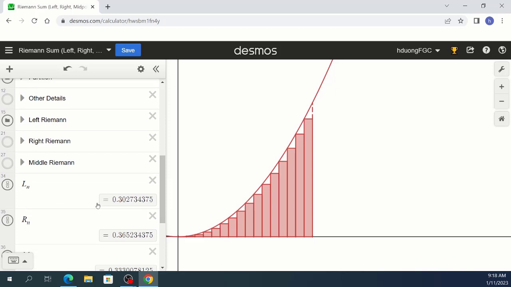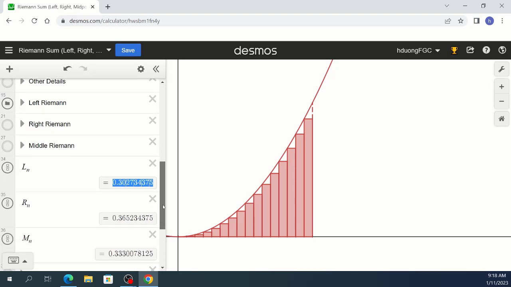Earlier when it was 8 sub-intervals, it was 0.2 something. It's still on the board, right? 0.27. But now we went to 0.302, right? 0.3027, 34, 375. Okay. You guys are reading that part right there that I'm indicating? That's the number that's highlighted right there. So that's the accumulation of these sub-rectangles.